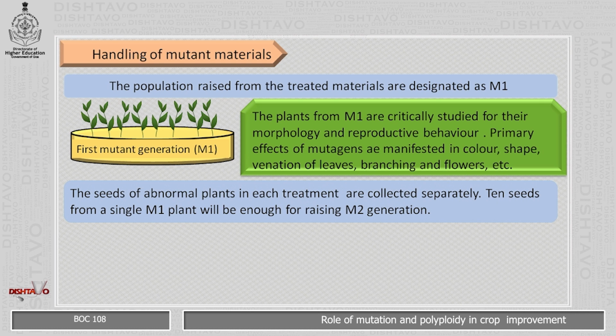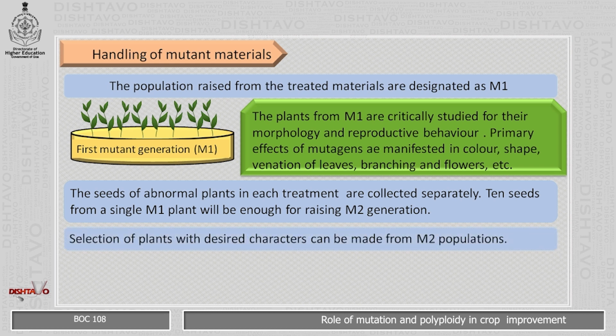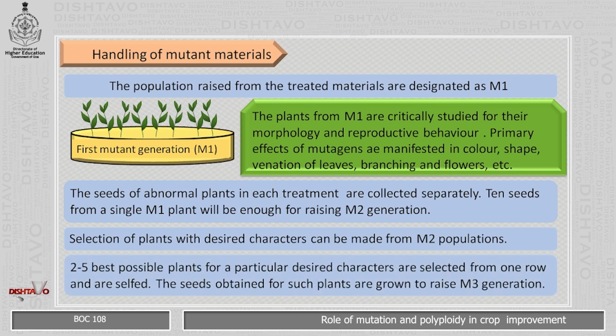The seeds of these abnormal plants in each treatment are collected separately. Usually 200 to 2000 seeds are collected. 10 seeds from each M1 plant will be enough for raising M2 generation. Selection of plants with desired characters can be made from the M2 population. 2 to 5 best possible plants for a particular desired character are selected from one row and are selfed. The seeds obtained from such plants are grown to raise M3 generation.